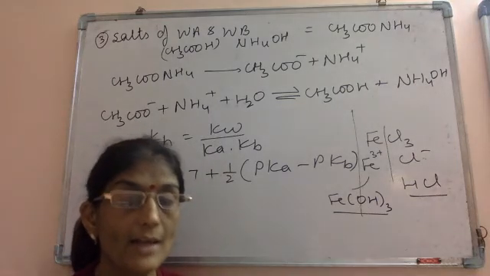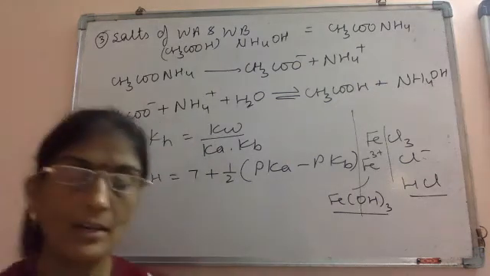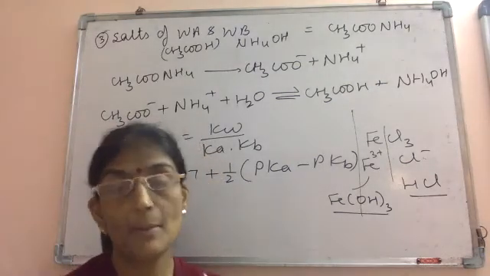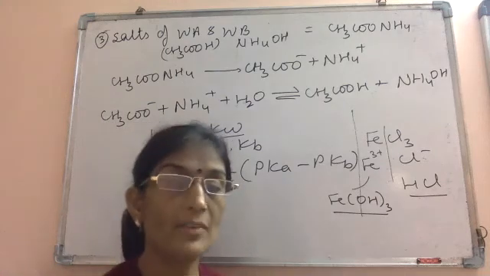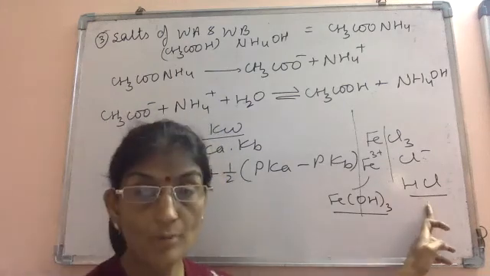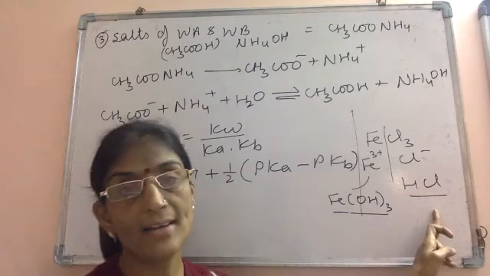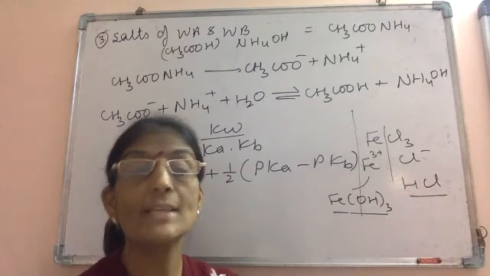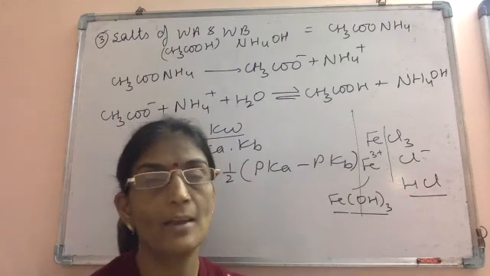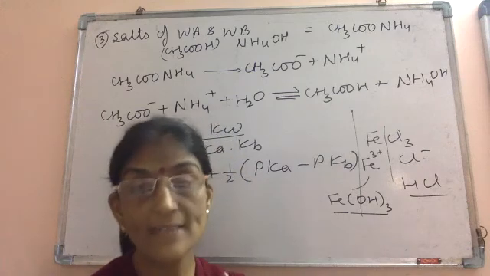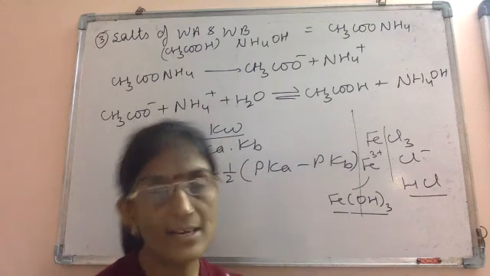Which acid is in FeCl3? HCl. Which base? Fe(OH)3. Now you should know which is strong and which is weak. So HCl is strong, this is weak. The characteristic always comes from the strong one. So this type of salt is acidic in nature because it is a salt of strong acid and weak base. Hence it is acidic in nature.